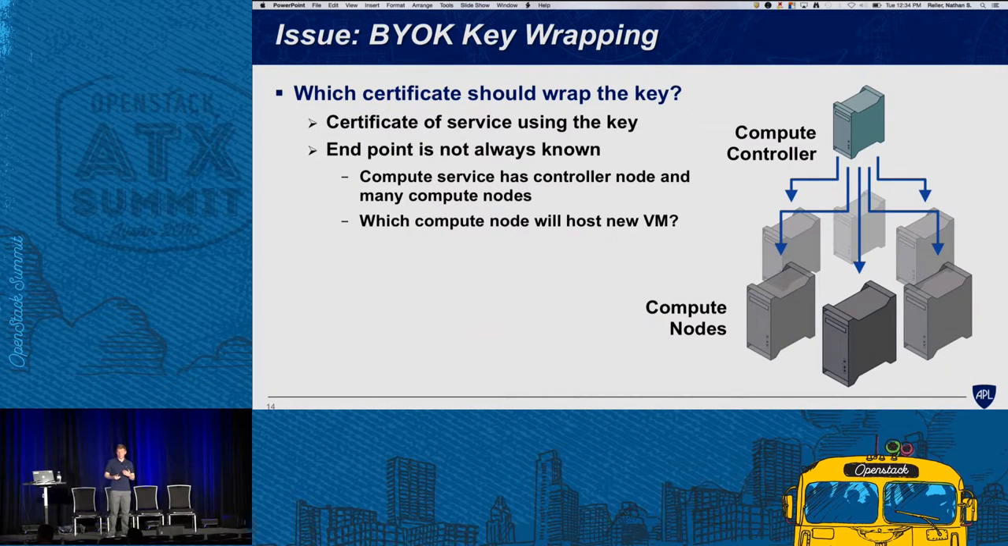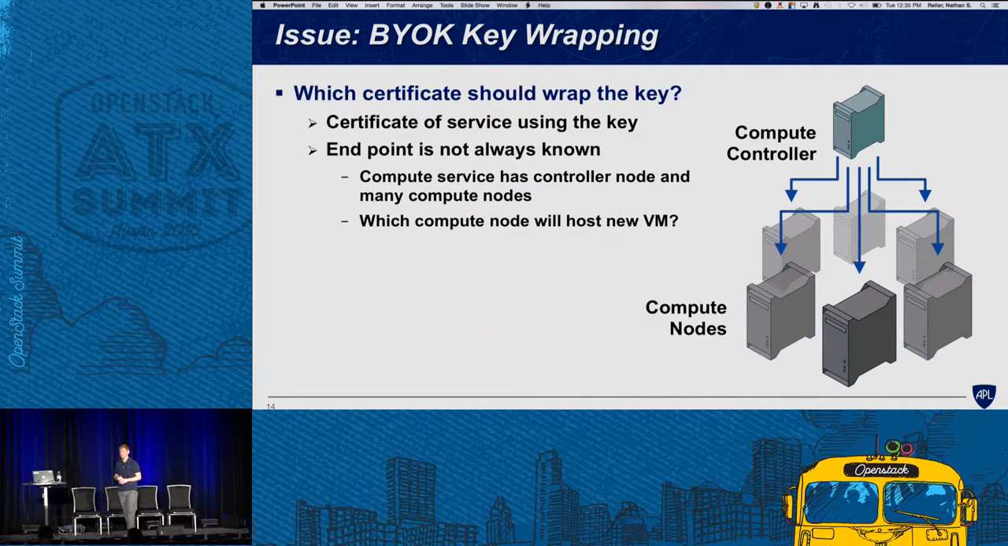So the big question here is, who's that recipient? What's this public key? For some operations, you don't know who that end recipient is. Ideally we want to wrap that key from the customer to the compute node that's actually doing the work. But when we look at ephemeral disk encryption, we don't know who that compute node is. The compute controller is this one-to-many relationship, so at runtime it determines which one should host it based upon some scheduling algorithm that it has.